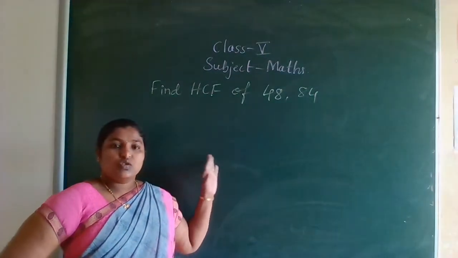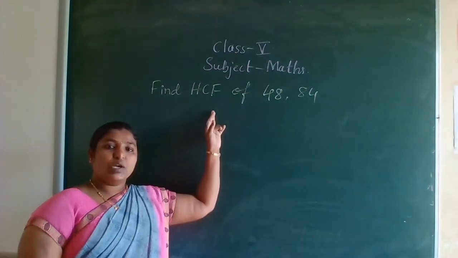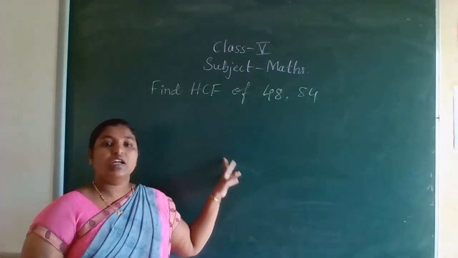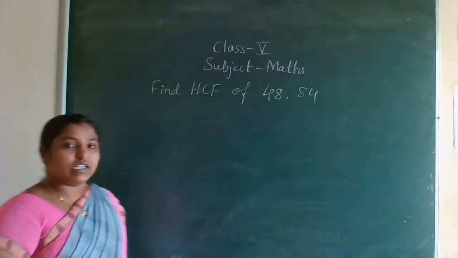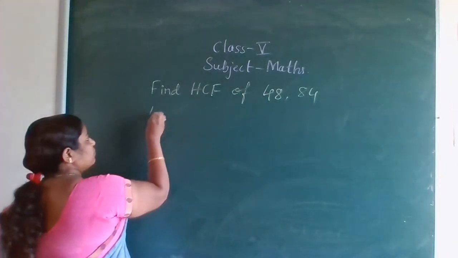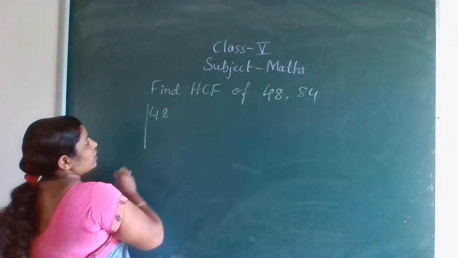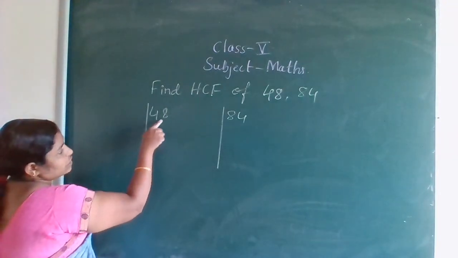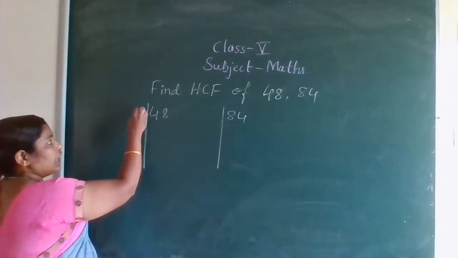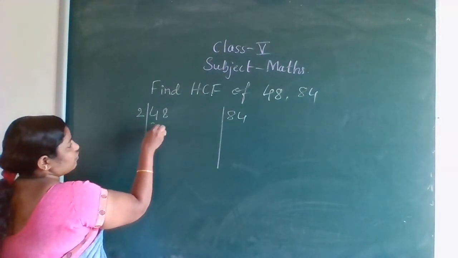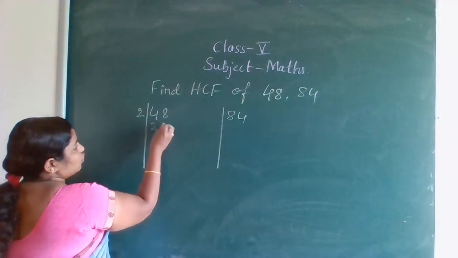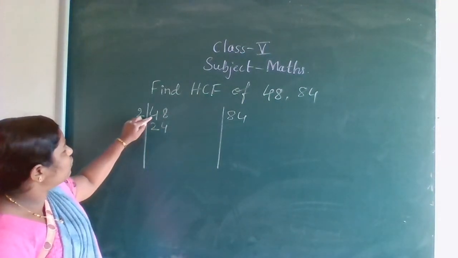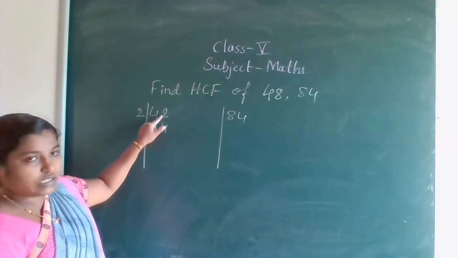So to identify the HCF of 48 and 84, what should we do? By the division method, first we should identify the factors. Take 48 first. Next 84. Do the division method. See the ones place. This is even. Take 2. 2 2s are 4, 2 4s are 8. Got it?